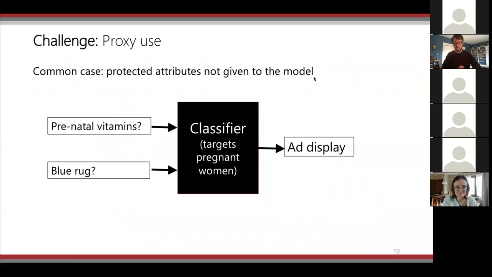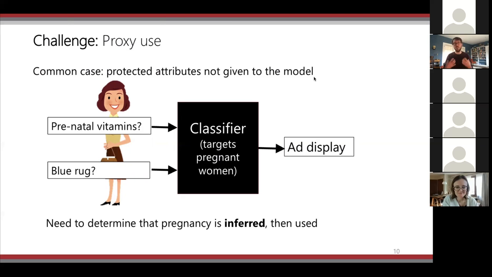Okay, so that was the easy case. But in practice, it's often true that the information type, or the protected attribute that we're interested in measuring this influence on, isn't explicitly given to the model, right? So this would have been the case in that Target model from earlier, where pregnancy wasn't an input to this ad marketing model. Instead, all of these correlates of pregnancy were, and they had some classifier that essentially inferred the pregnancy variable, and then used that to compute the ad display, right? So what we want is a way to determine that a random variable is inferred by the model and then influential on its output.